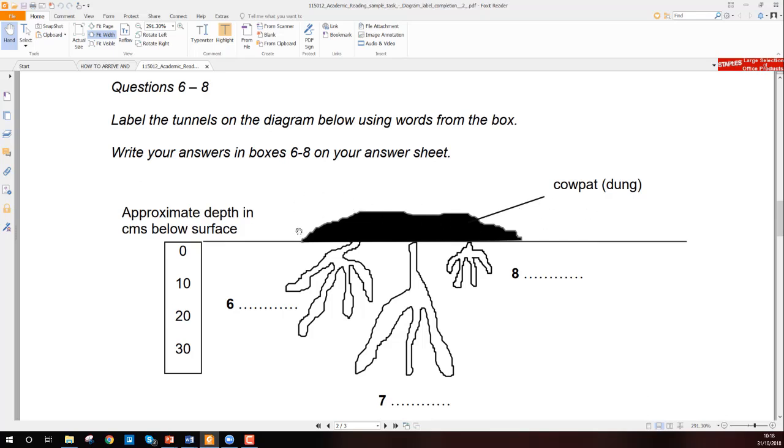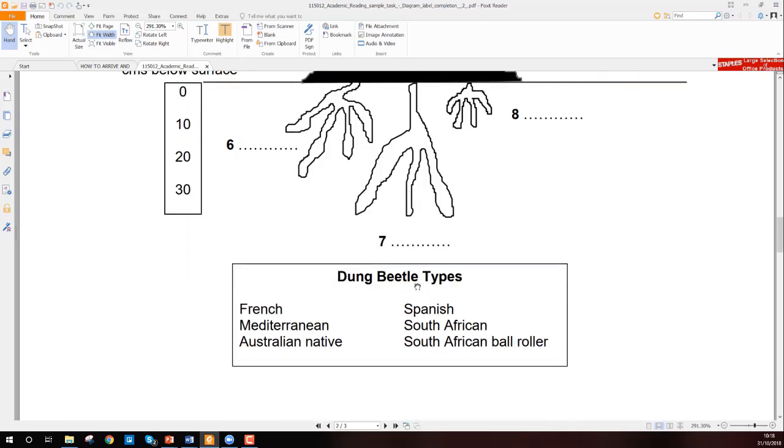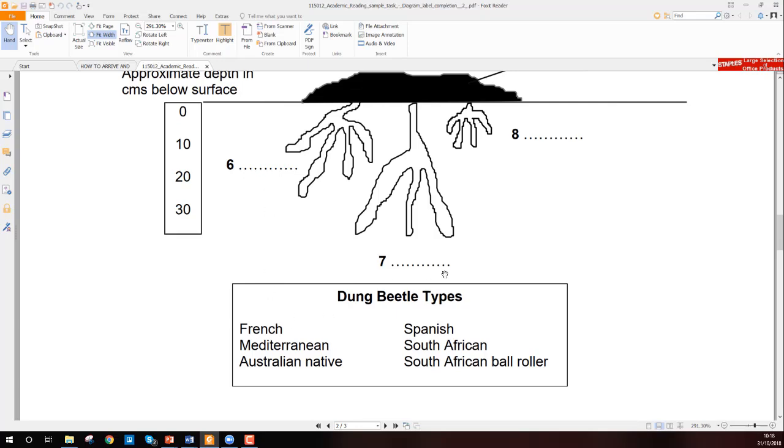Alright, so we have a big cow pat here, a big piece of excrement from a cow, and then depth in centimeters below the surface. So these are underground tunnels, and these are how far they go down. Okay, don't need to worry too much about this. Dung beetle types: French, Mediterranean, Australian native, Spanish, South African ball roller. Okay, so these are the different types, so we have to match these to here.